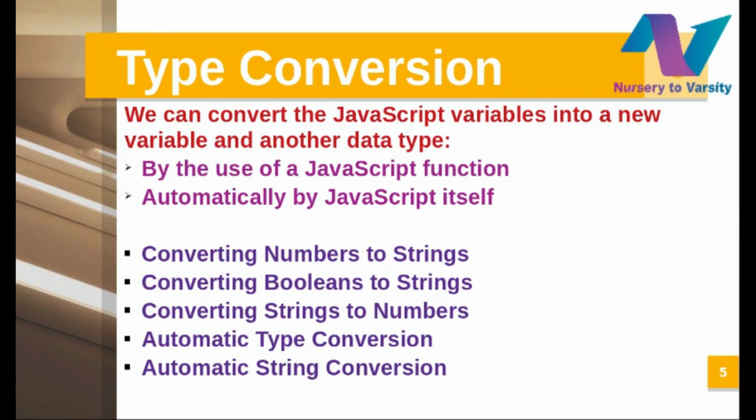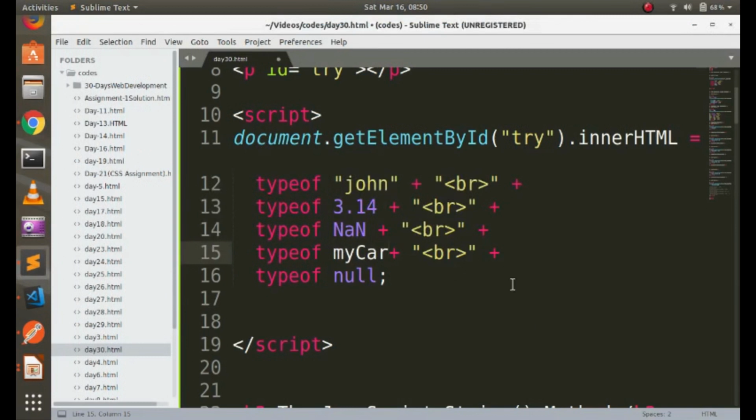Some are, for example, if you want to convert a number to a string, you can do that, converting boolean to a string, string to number, or automatic type conversion and automatic string conversion. The first three are those which you will convert, and the last two are those that are automatically converted. Let's have a look at the code. How can you perform that?